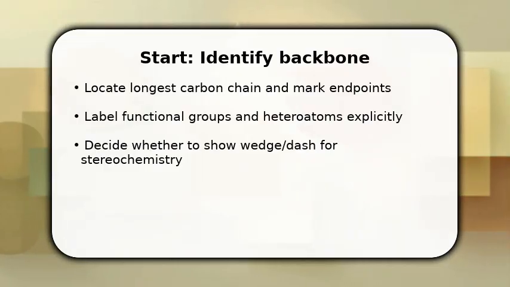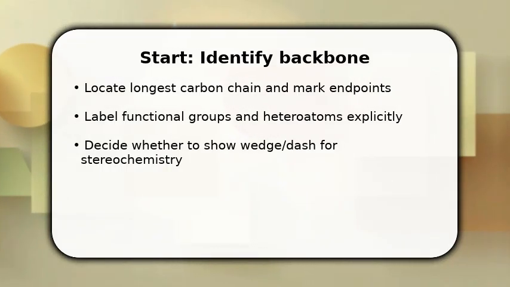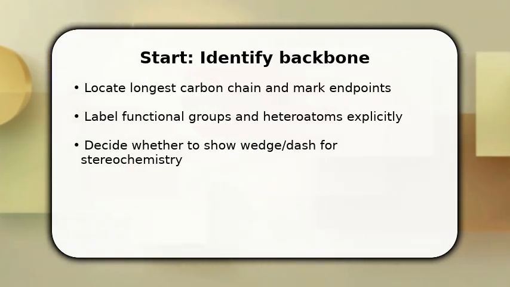You begin by finding the longest carbon chain that becomes your backbone. Once identified, number it and place substituents to minimize ambiguity. You should mark heteroatoms, O, N, halogens with element symbols. Do not draw their bonded hydrogens unless needed.